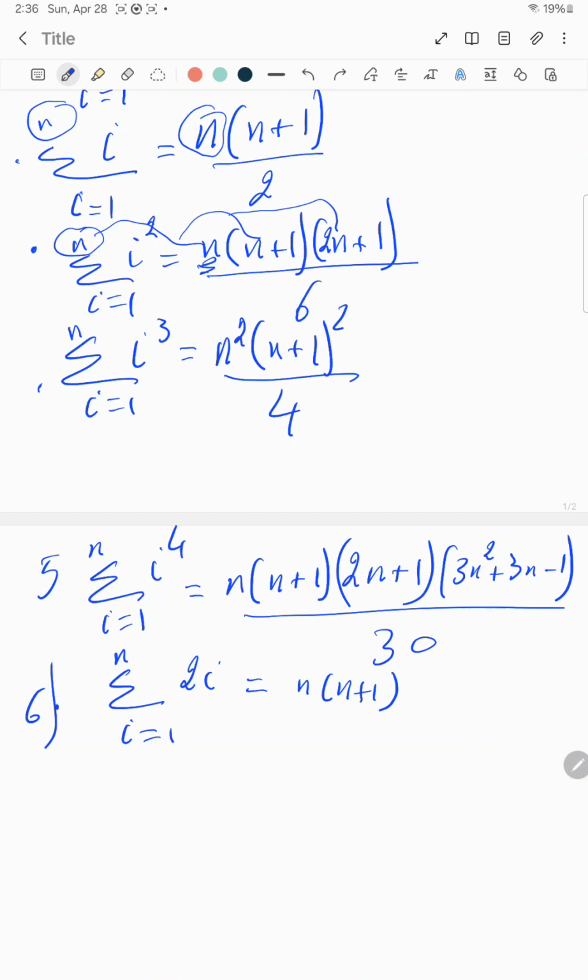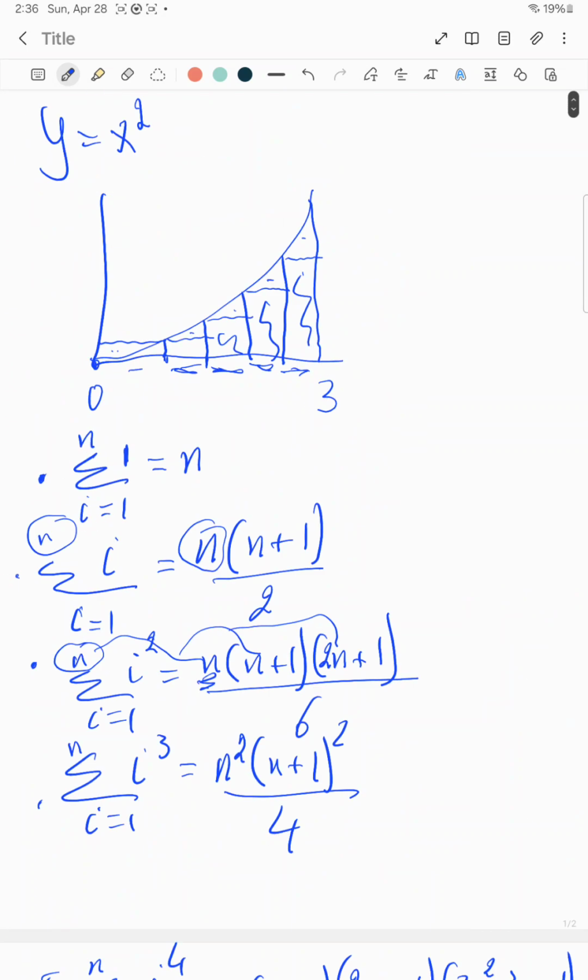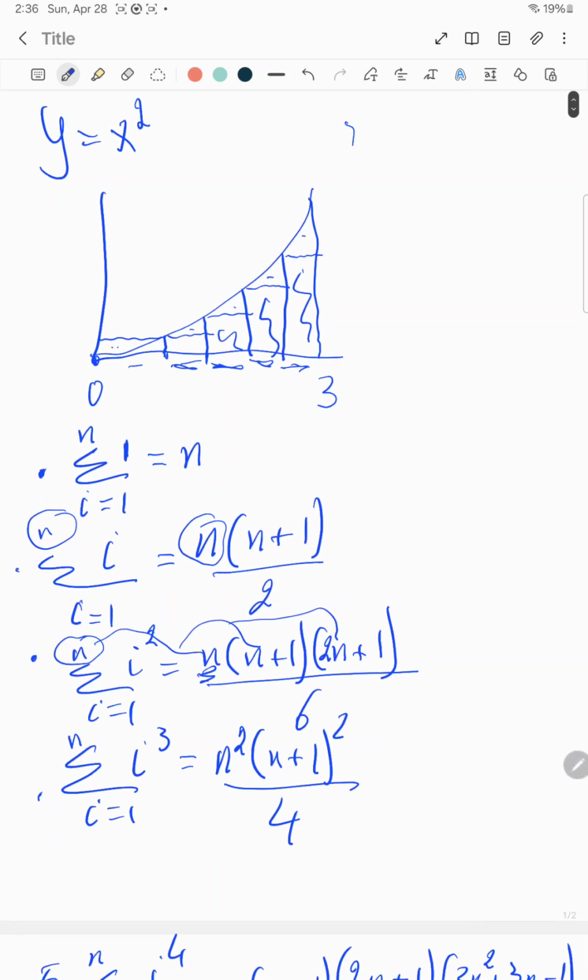Okay, and the last formula, formula number 7: the sum for i equal 1 to n of 2i plus 1 is equal to n square. So as I said, you don't need to prove the formulas, you just need to use them. Now let's go back to our exercise, which is this.